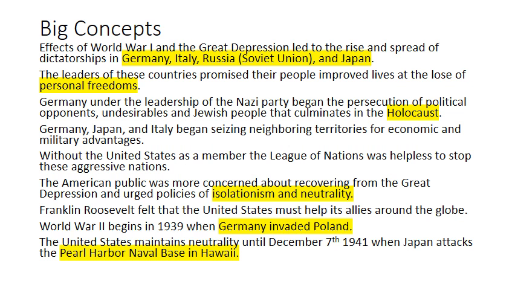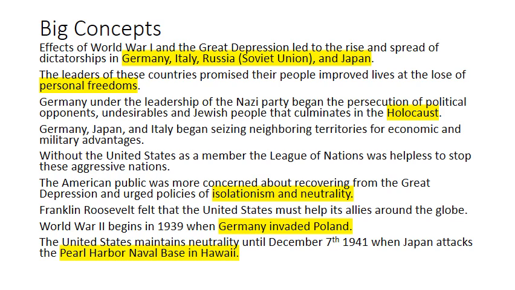What are the big concepts for this lecture? The effects of World War I and the Great Depression, which we've covered previously, led to the rise and spread of dictatorships, primarily in Germany, Italy, Russia, which becomes the Soviet Union, and Japan. The leaders of these countries promised their people improved lives at the loss of personal freedoms.